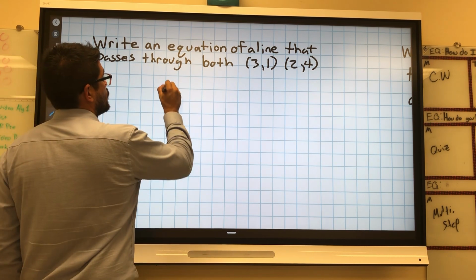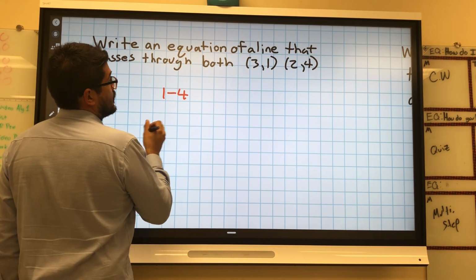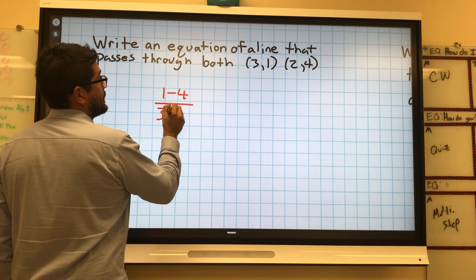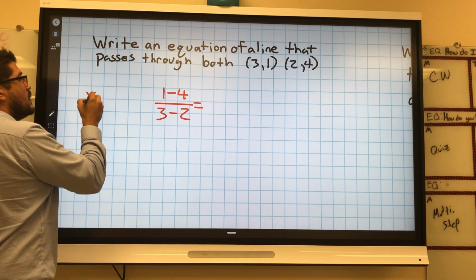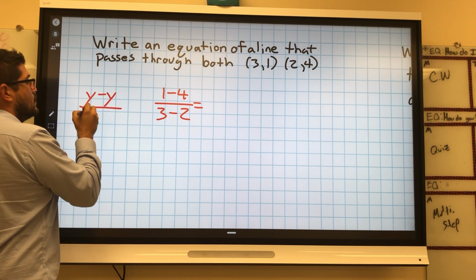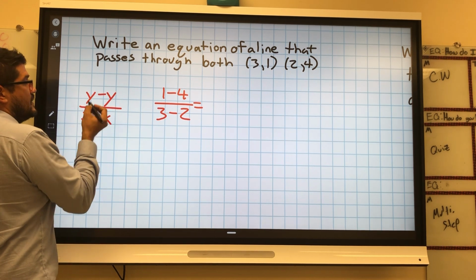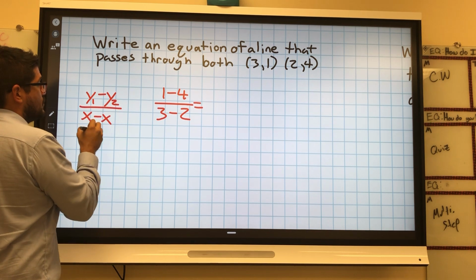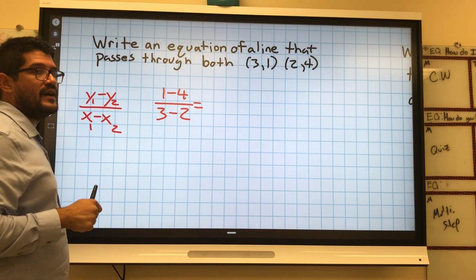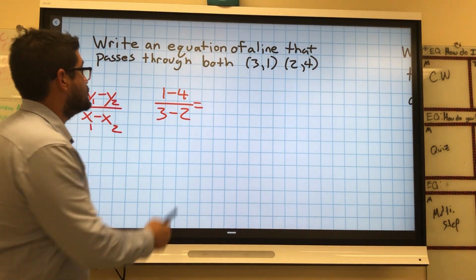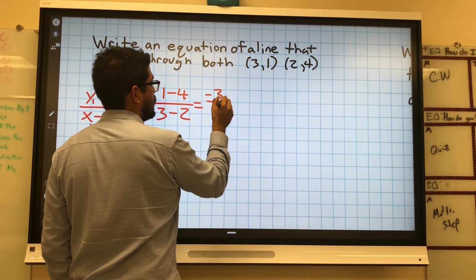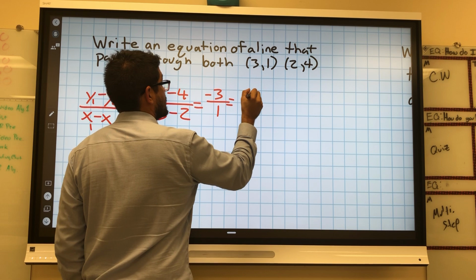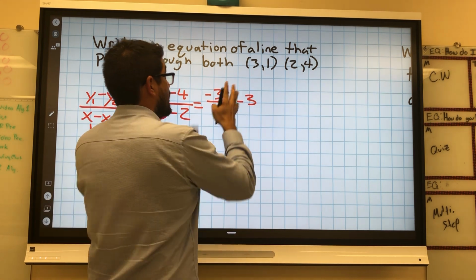So now you have to do (1 - 4) over (3 - 2). Okay? Now if you're wondering what that is, it's y minus y over x minus x. In this form, I did 1, 2, 1, 2. You could also do 2, 1, 2, 1. That's fine. So this comes out to negative 3 over 1, which comes out to negative 3 as the slope. So now I have the slope.